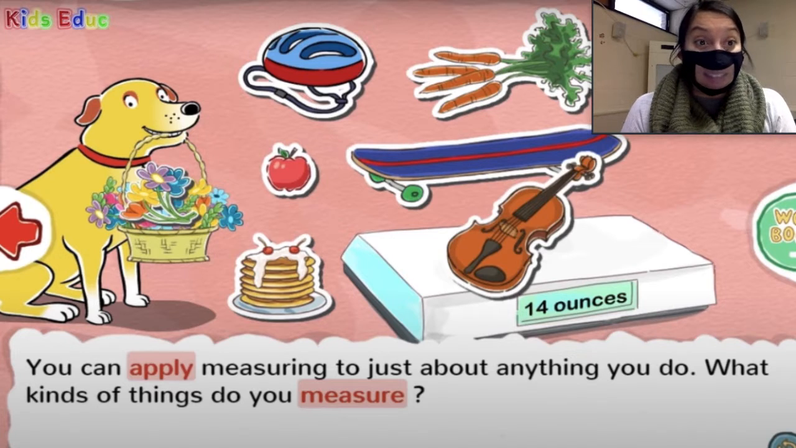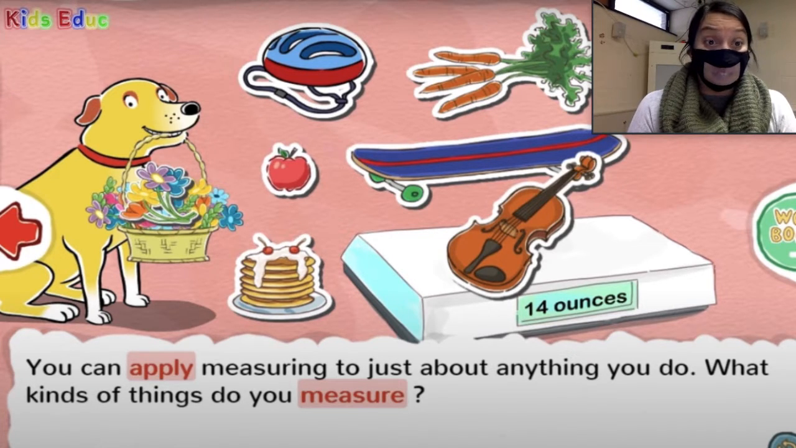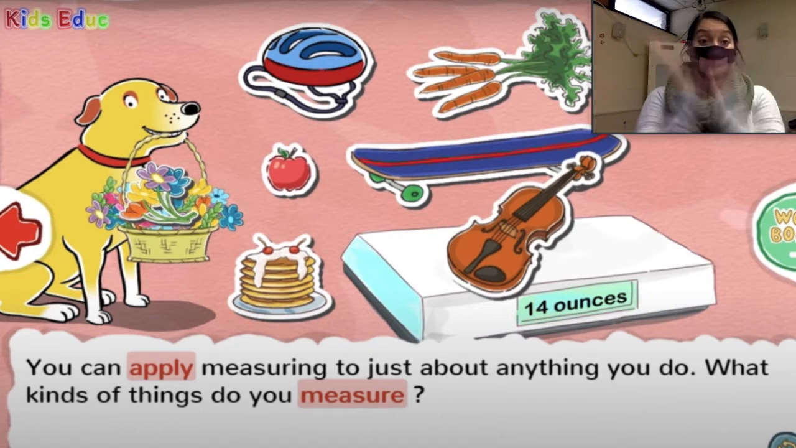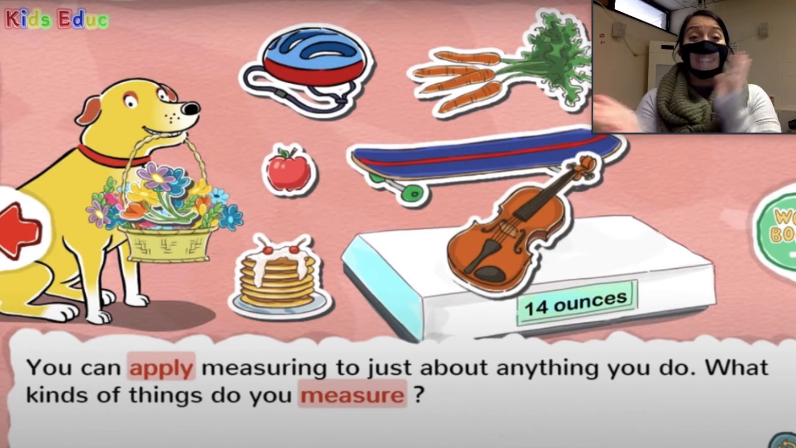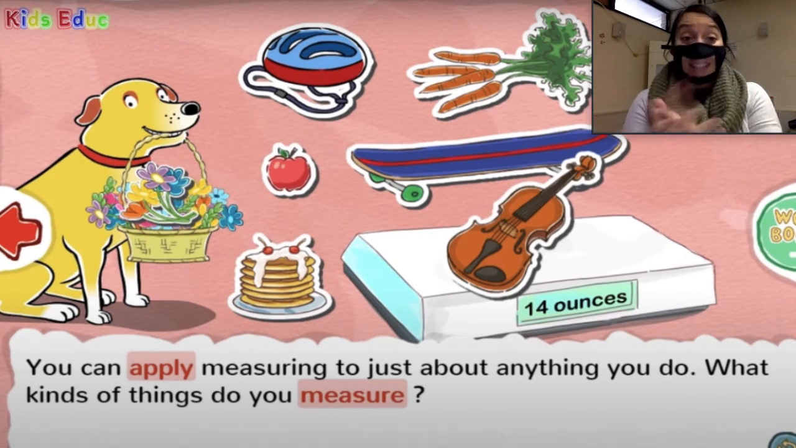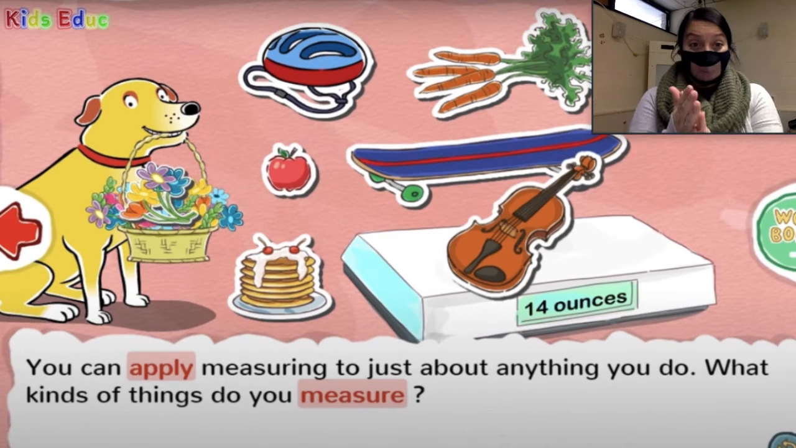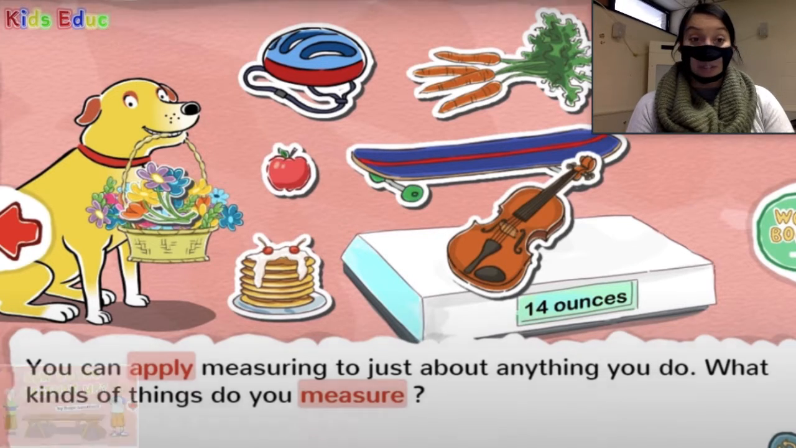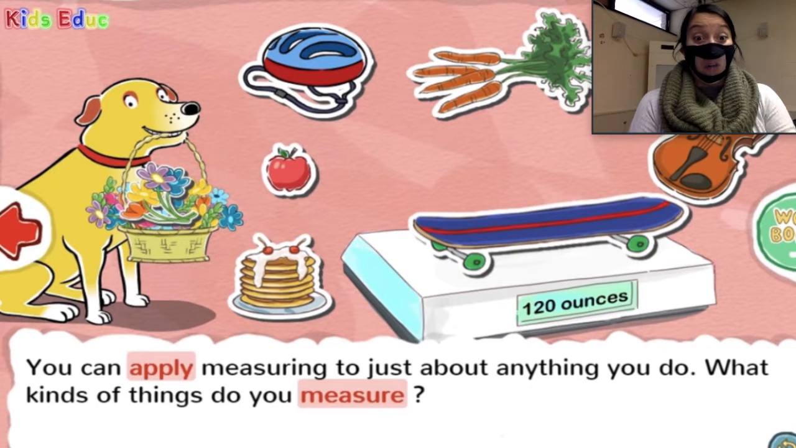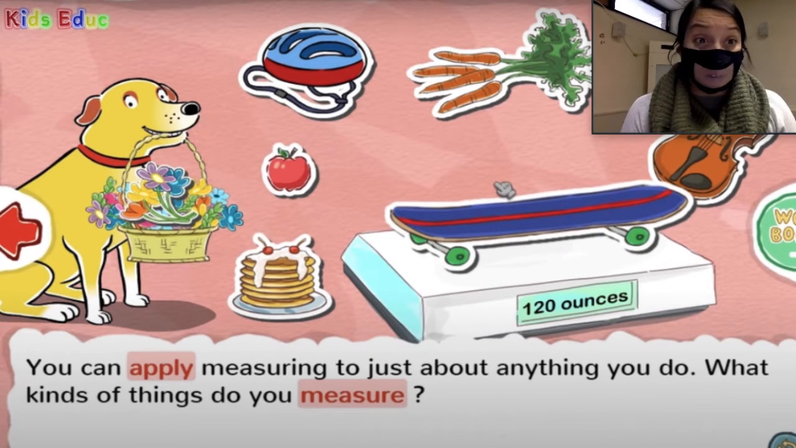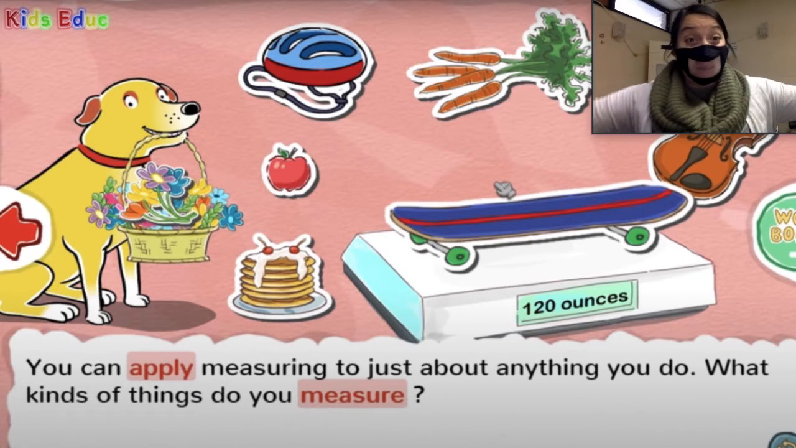So that's a violin, and that's 14 ounces. My goodness. Let's count. 1, 2, 3, 4, 5, 6, 7, 8, 9, 10, 11, 12, 13, 14. Oh, 100. That's a skateboard. 120 ounces. I'm not gonna count that high, but that's much higher because that's a bigger, right?